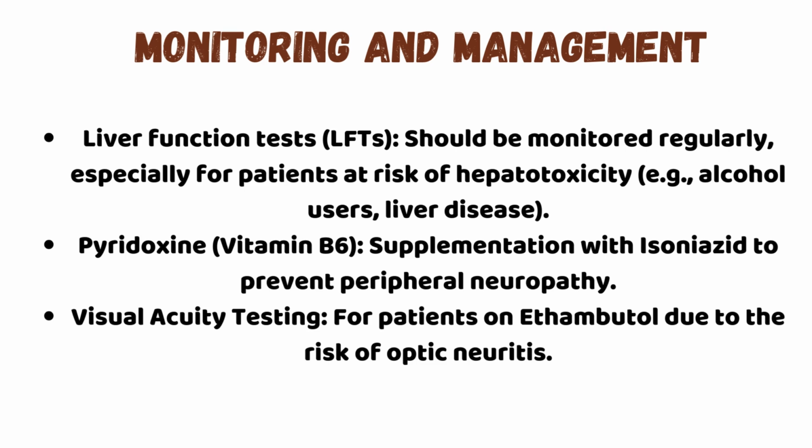Pyridoxine, vitamin B6, supplementation is recommended for patients receiving isoniazid to help prevent peripheral neuropathy, which can arise from vitamin B6 deficiency. Additionally, visual acuity testing is important for patients on ethambutol, as there is a risk of optic neuritis, which can lead to vision problems, including red-green color blindness. Regular monitoring and appropriate supplementation can help mitigate these risks and ensure the safe and effective treatment of tuberculosis.